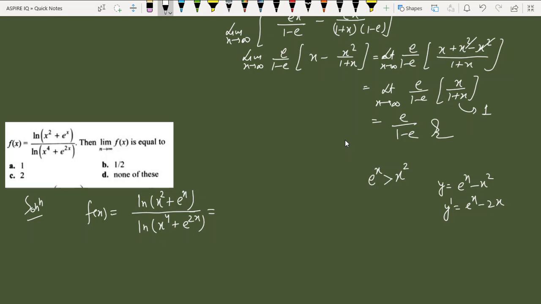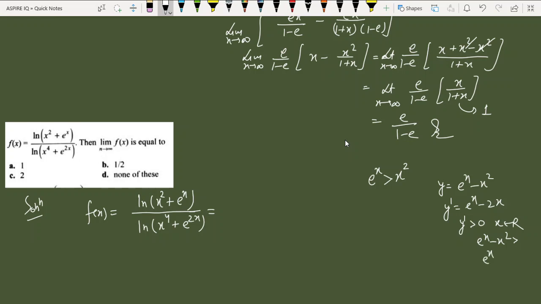Okay, for x equal to 0, this is positive, right? And for x between 0 to 1, y dash is still positive, and for x greater than 1 it is very obvious y dash is always positive. So y dash is positive for all x belonging to R. So we can say that this is an increasing function.